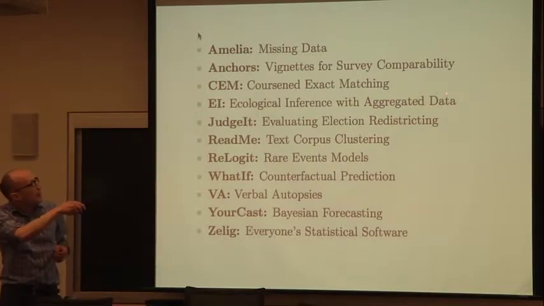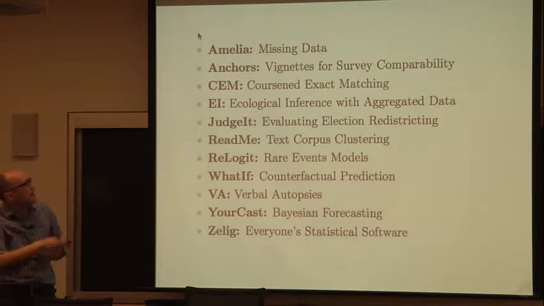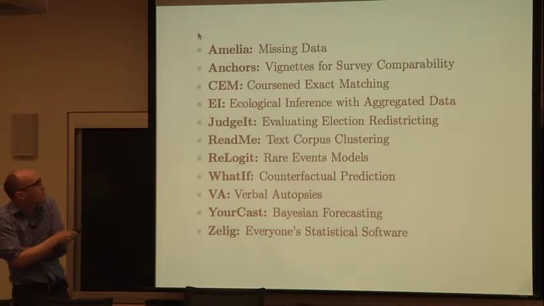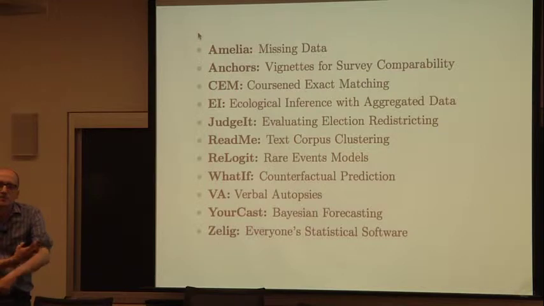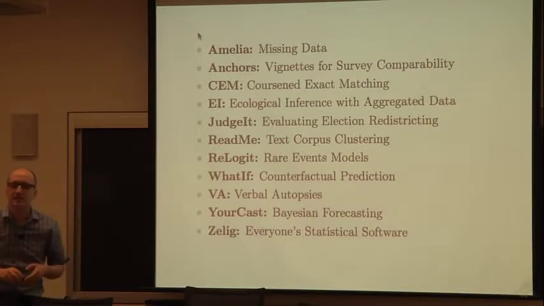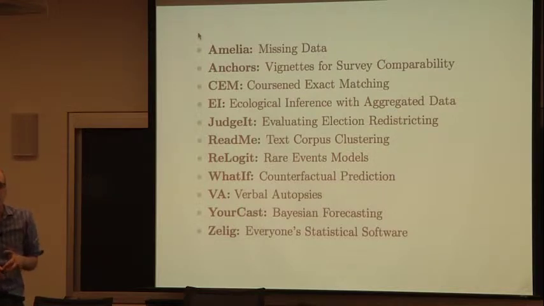How to make analysis from aggregated data, like in elections, ecological inference problems, how to redistrict. How to cluster documents that qualitative social scientists might create and realize, oh, normally all I do is read texts, but I've suddenly found I've got 150,000 texts and I'm not going to read all of them, so can I actually do something quantitative? So clustering methods for looking at texts.